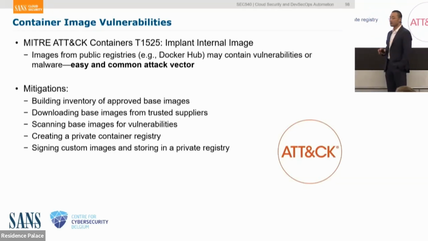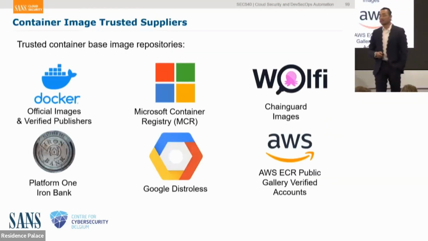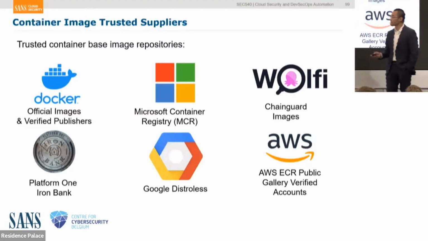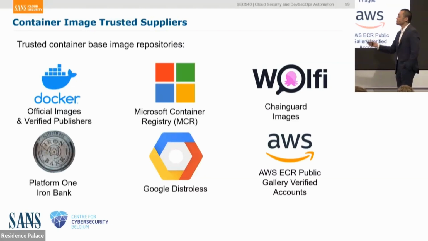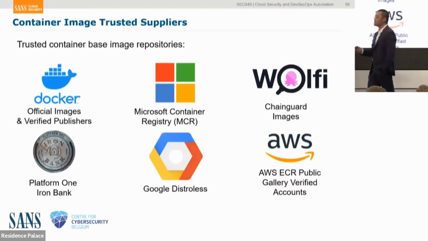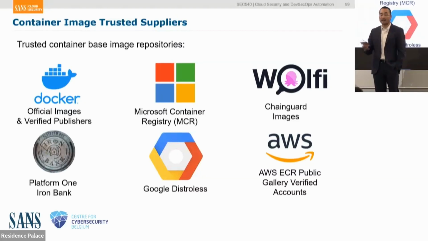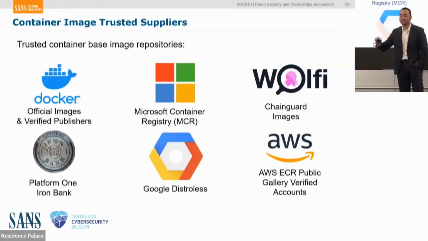But here, how do you go ahead and mitigate these things? Well, you want to go ahead and scan your various images for their provenance, but also scan them for various vulnerabilities. Maybe you want to download the images only from trusted providers. Here are some examples of trusted container base image repositories that you could use. But that's just one element. One element of the overall container process is downloading it from a potentially trusted source here.